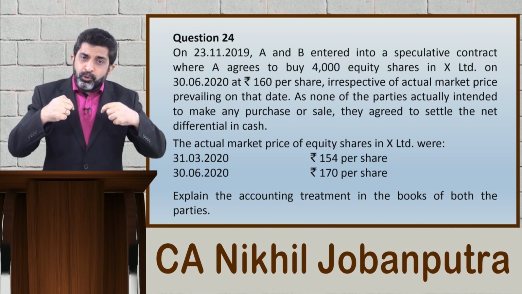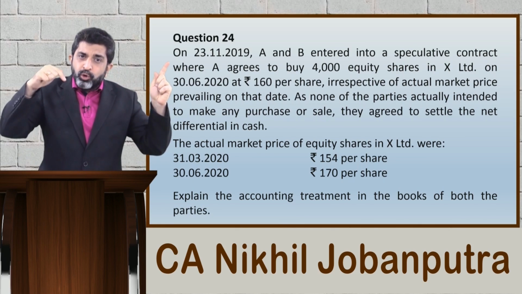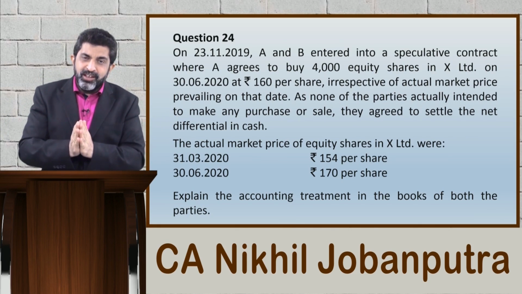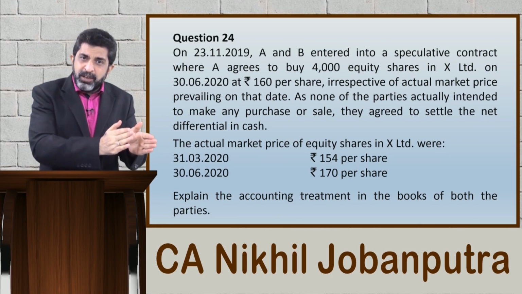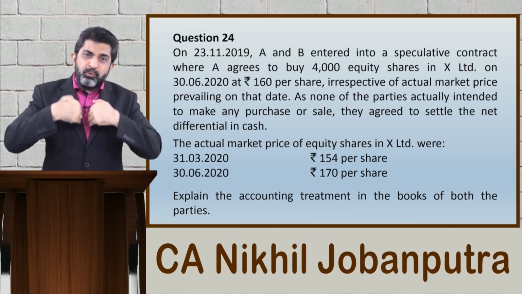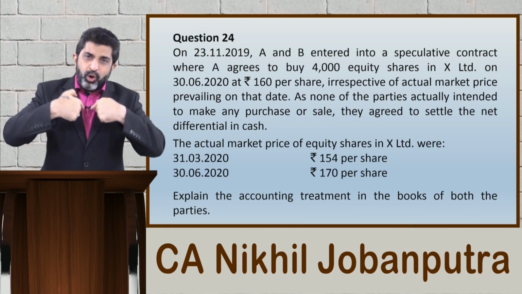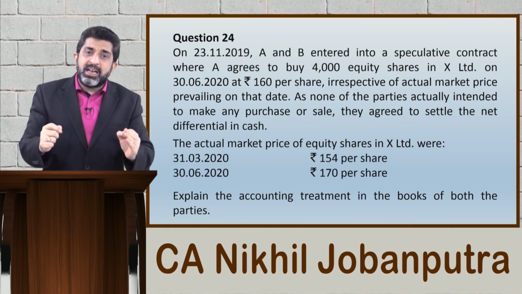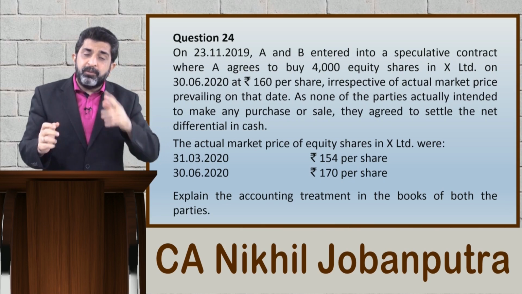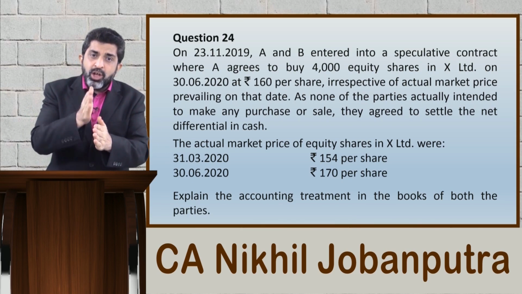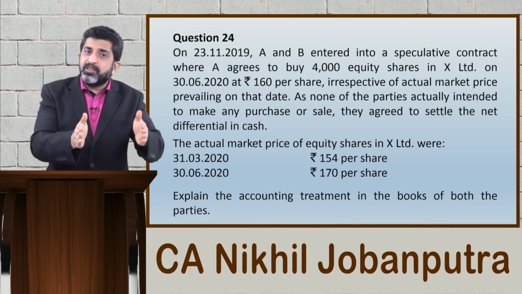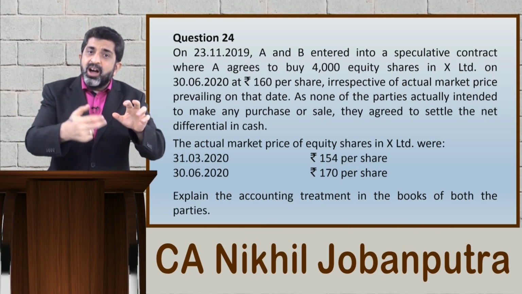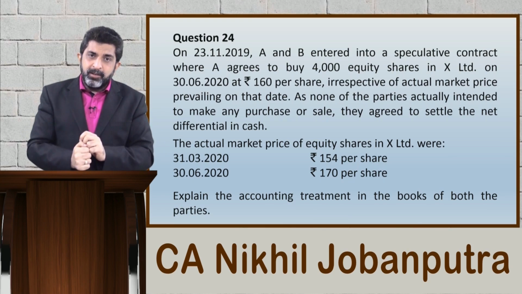That means I have agreed to purchase something at 160 whose prevailing market price at the reporting date is just 154. If the price is 154 and I have agreed to buy at 160, don't you think it is a loss to me? It is indeed a loss to me. The contract has become potentially unfavorable for me. So, as on the reporting date, that is 31st March 2020, I will record a loss against a derivative liability.